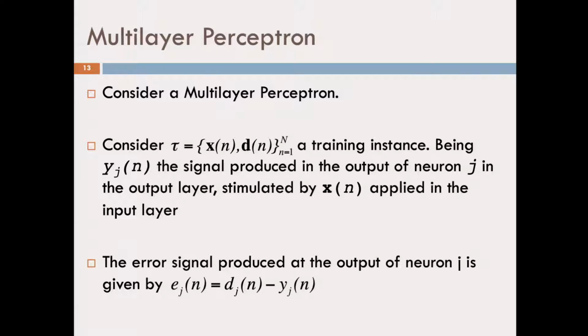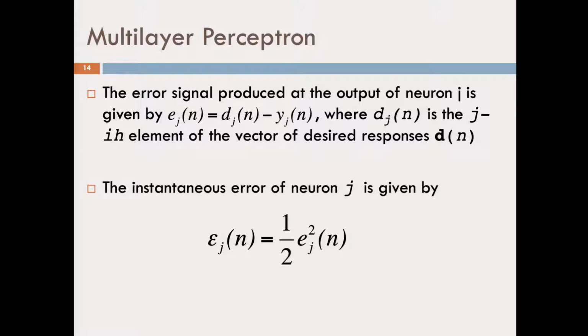Okay? Now, with this we can compute an error signal. Okay? The error is going to be the desired output minus the output of the neural network. Okay? It's not just a neuron now. Okay? It's a whole neural network. Okay, so it's the output for one instance. Having the output of one instance, what we can do is to calculate the instantaneous error for one neuron.